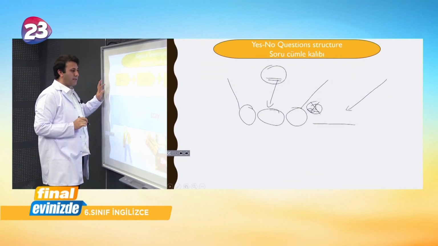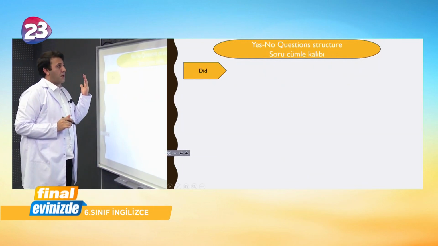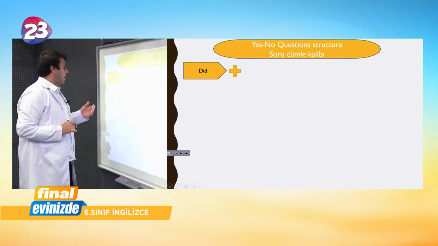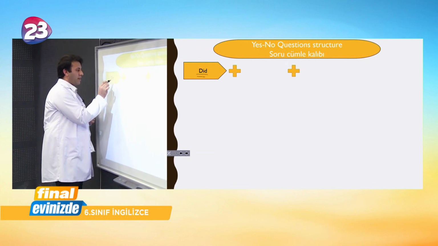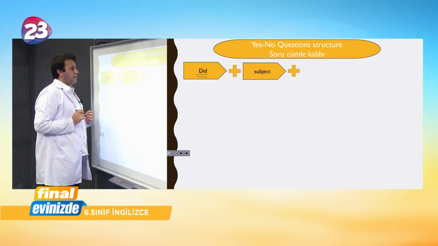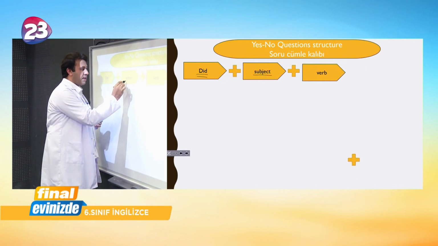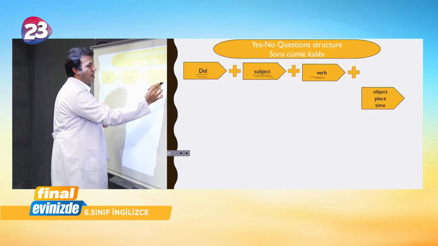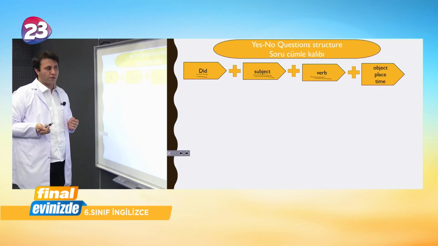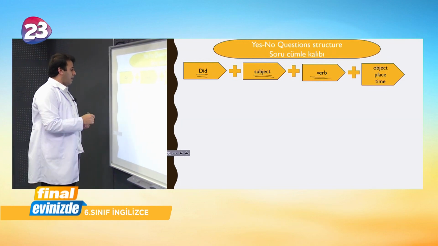Okay, let's go ahead. Now we are going to start yes/no questions. First, you need to bring did as helping verb and subject and verb and rest of the sentence, object, place, or time, okay?